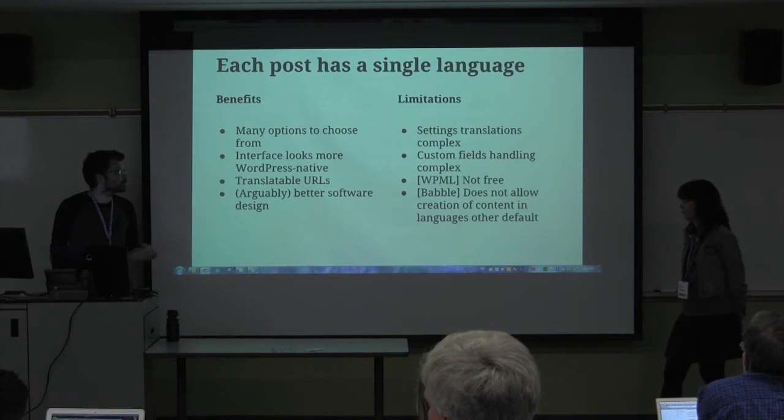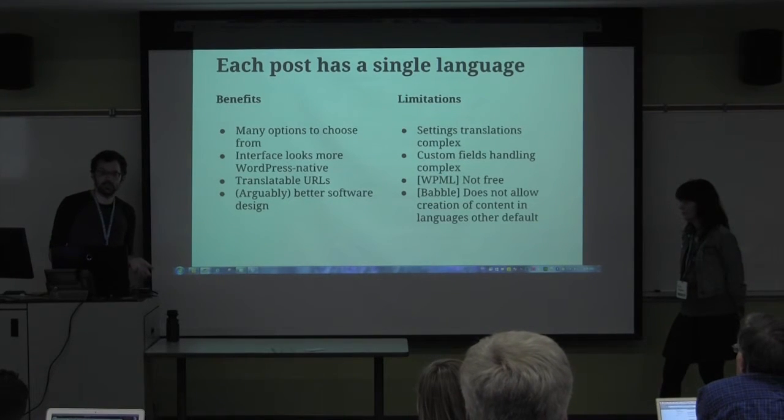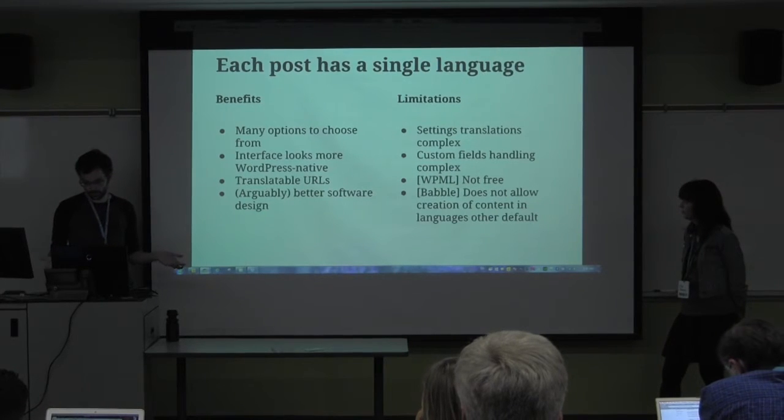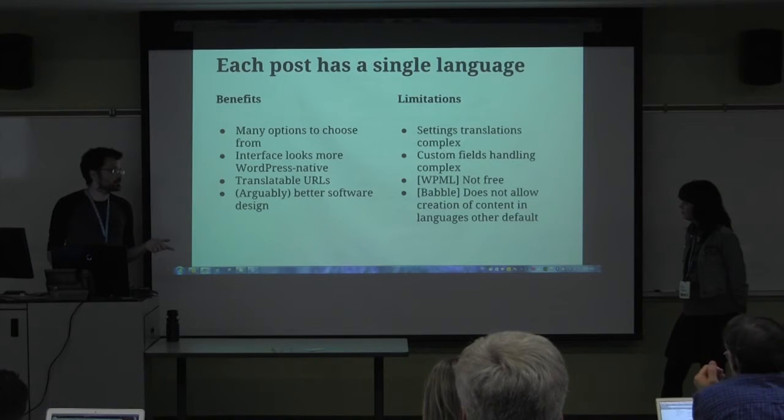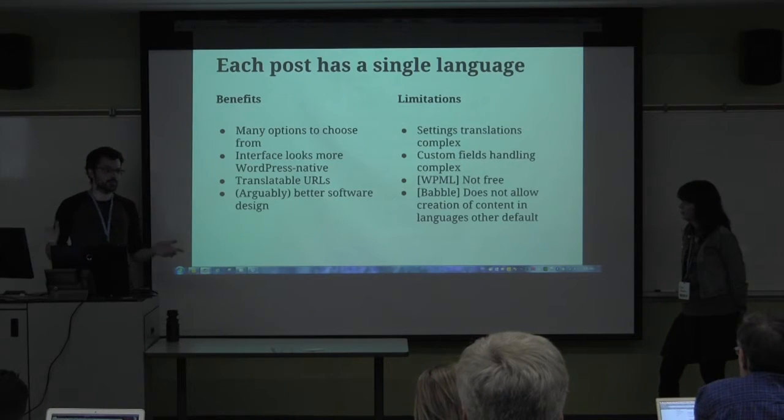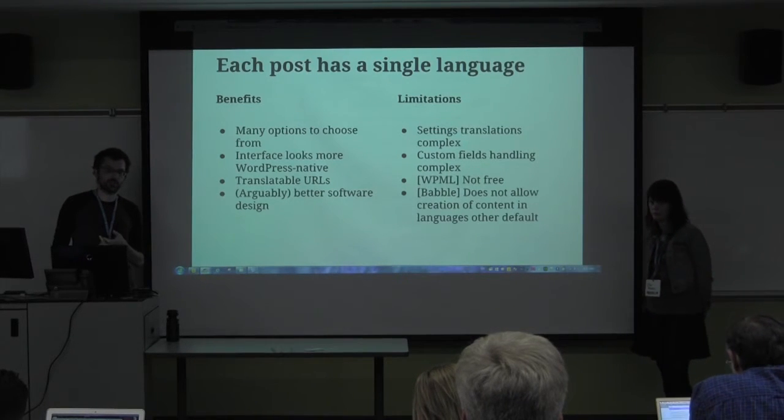If you want to use WPML, it is not free. I think the basic license is $80 now. So you need to buy it. And Babel does not allow you to create content in any other language than the default language, which is its main limitation and why we don't like it.